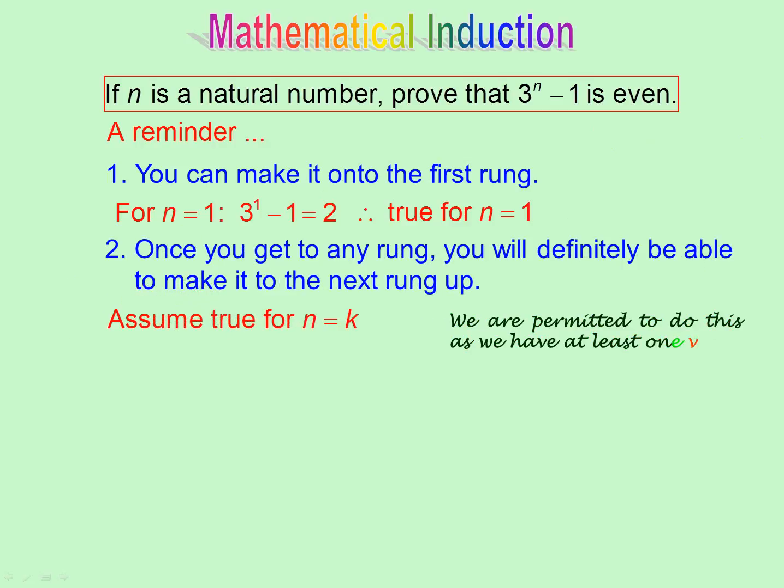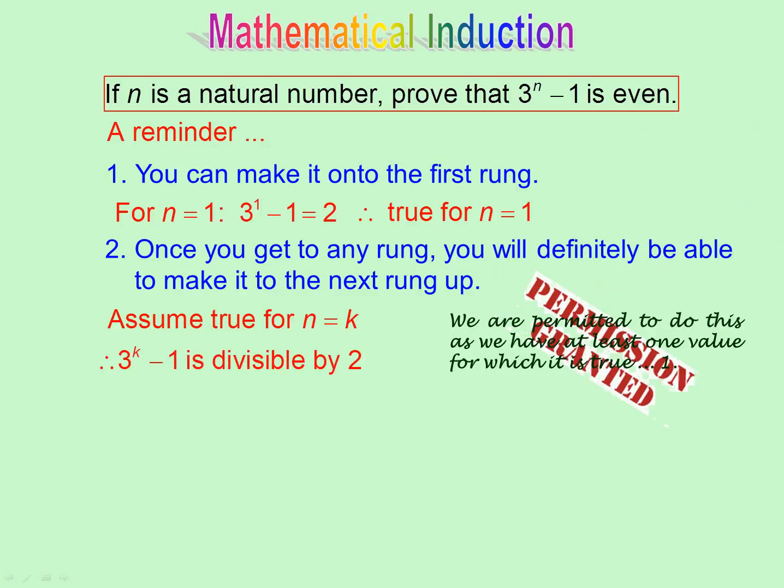Now we say assume true for n equal to k. We're allowed to do that because we have 1 that works. So all we're doing is saying based on the fact we're on 1, we can get to the next one. So we're going to show that if we can get onto k, we can get onto k plus 1. So we have permission. Notice that's what we're proving. So if it's true for n equal to k, I can put a k there, and 3 to the k minus 1 is even, is divisible by 2.